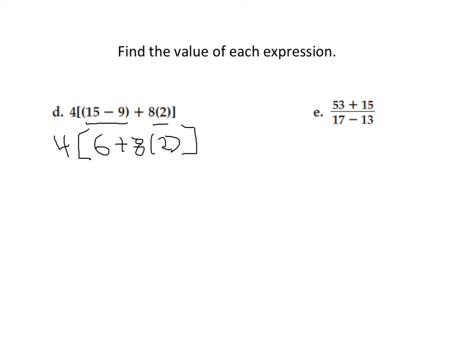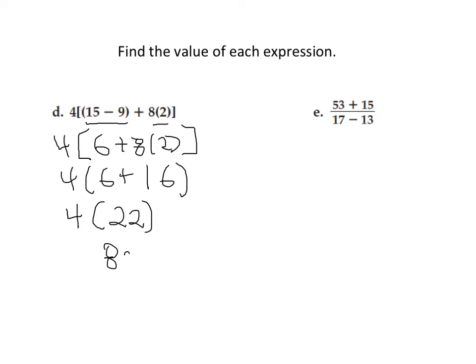8 times 2, we'll rewrite that as 16. And so we have 6 plus 16. If you'd like, we could just switch the brackets into parentheses since we have no more parentheses to deal with inside. Still using our grouping symbol, 6 plus 16 is 22. Still keeping the grouping symbols because that means to multiply. So 4 times 22 becomes 88. Our final answer is 88.